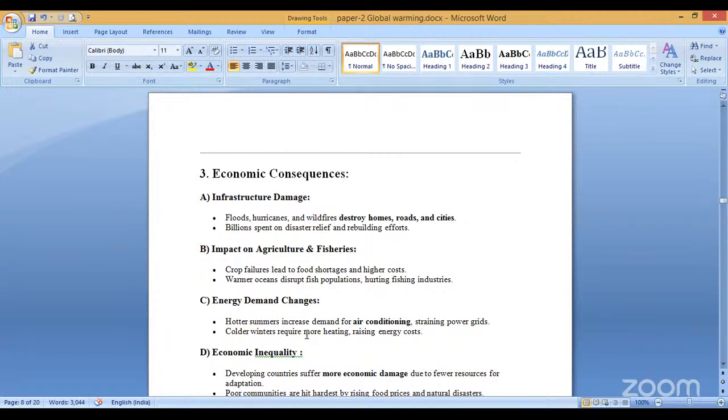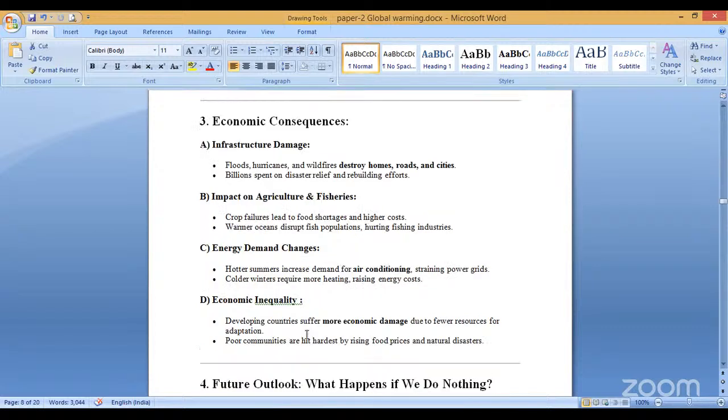Then coming to energy demand changes. Hotter summers increase the demand for air conditioning, straining the power grids. Cold winters require more heating, and that is the rising of the cost.